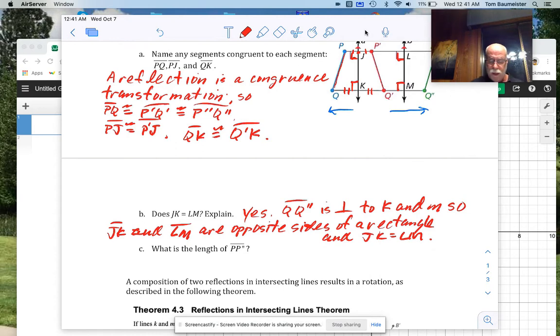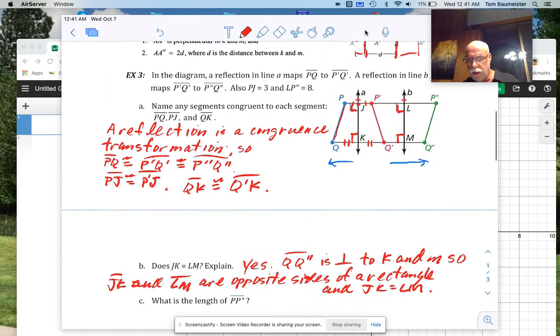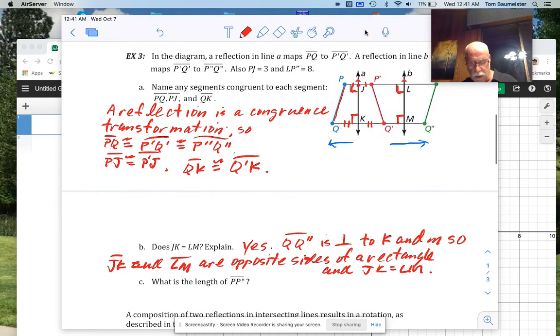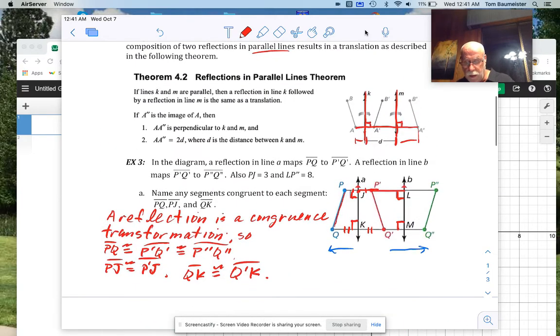And then finally, what is the length of P double prime? So if we look at it, from P to P double prime, by our definition, is equal to 2 times the length of JL. Remember, JL is this length here, and above here they called it D. So this length from here to here is D. But remember, the length from P to P double prime is 2D.